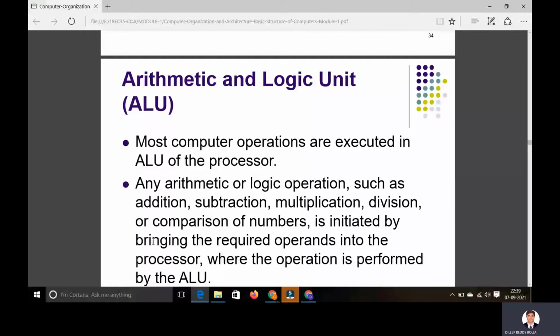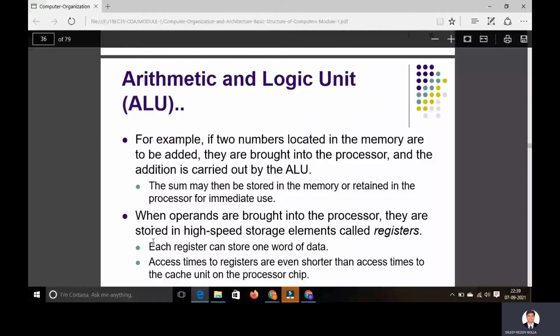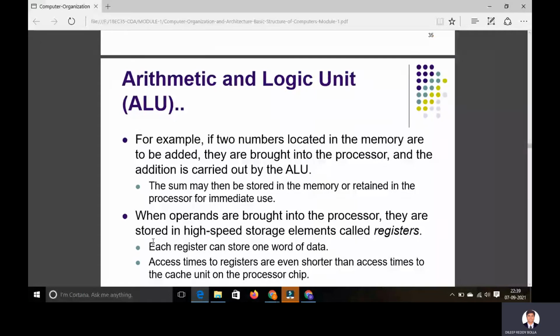Let us see an example for the ALU. We have two numbers located in memory, and we have to add them. How do we add them? Who is going to help us in adding them? Undoubtedly, yes, the processor is going to help us.